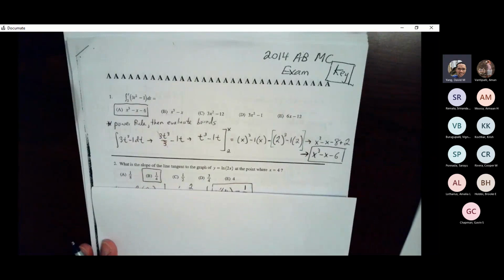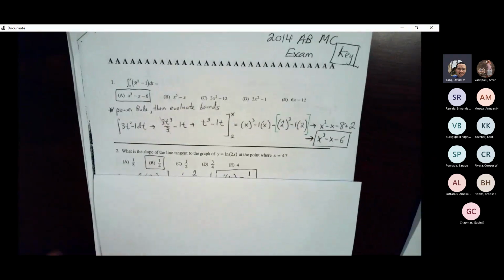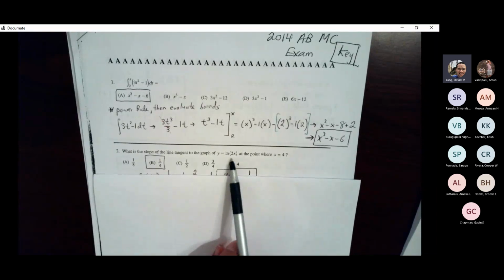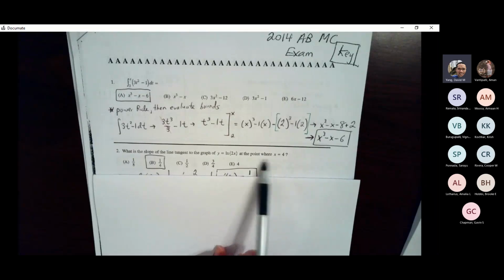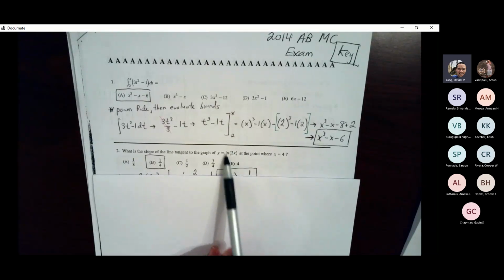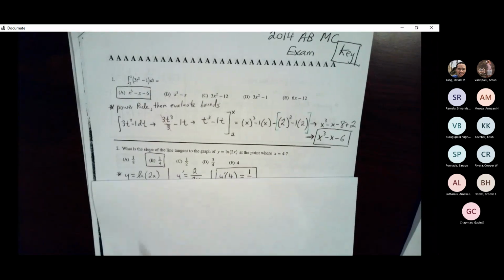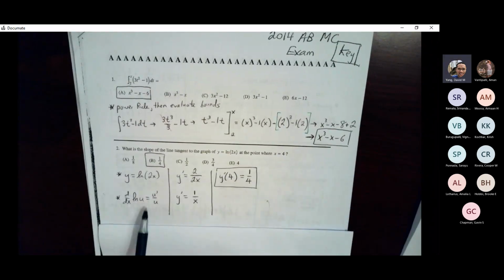All right, number 2. What is the slope of the line tangent to the graph of y equals natural log of 2x at the point where x equals 4? So it's as simple as finding the derivative and then evaluating the derivative at that point. So with our function, we just do u prime over u, since that's the rule for natural log.